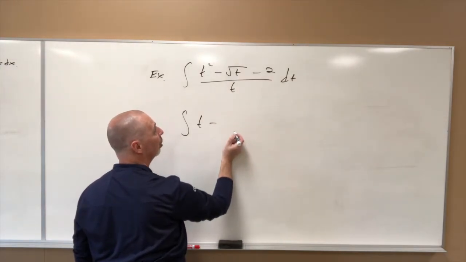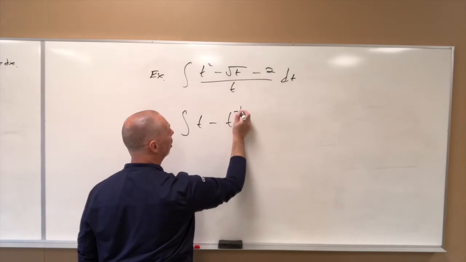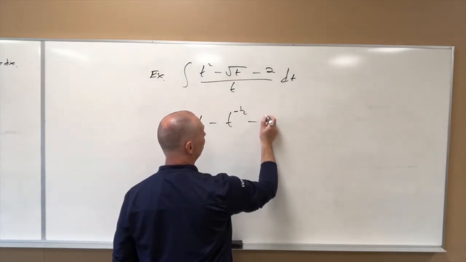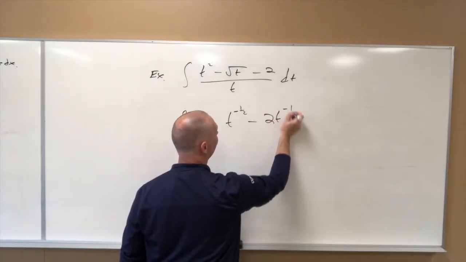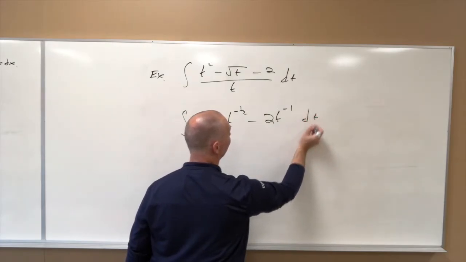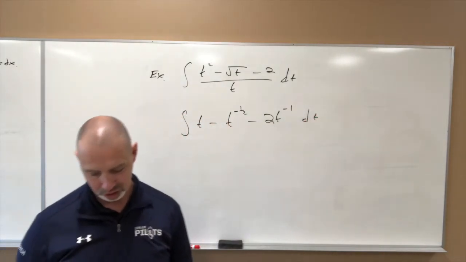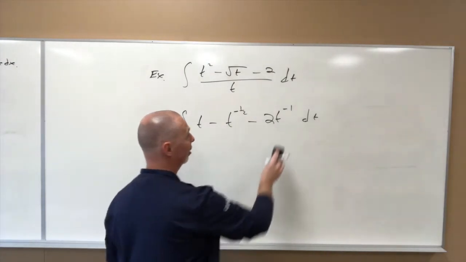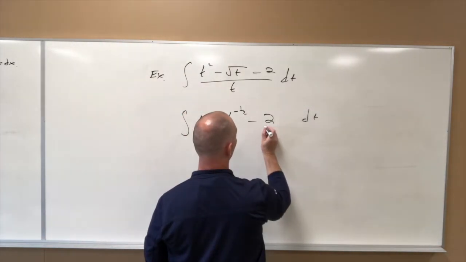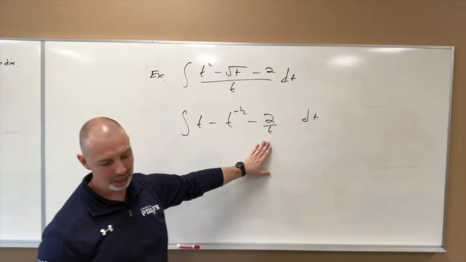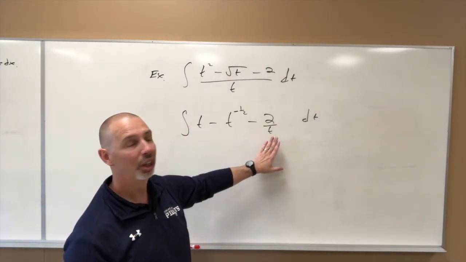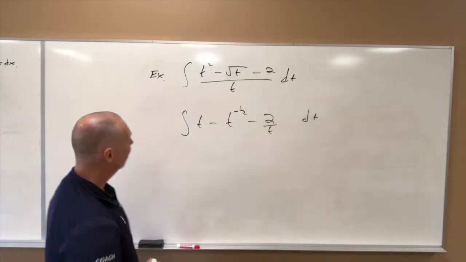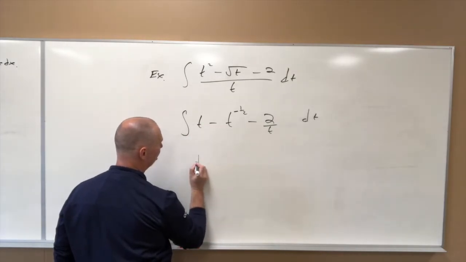Means we're going to do a half minus 1, which will give us t to the negative 1/2. And then we have negative 2 over t, which I'm going to make 2t to the negative 1. And then we still have our dt there. All right. Actually, in hindsight, we're going to go like that, because we have an integration rule that deals with something over the variable.